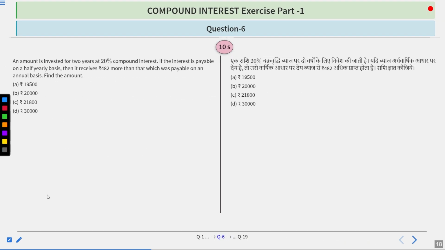Next is, an amount is invested for 2 years at 20% compound interest. If the interest is payable on a half yearly basis, then it receives rupees 482 more than that which was payable on an annual basis. Find the amount. The options are option A, rupees 19,500, option B, rupees 20,000, option C, rupees 21,800, and option D, rupees 30,000. These are the options.